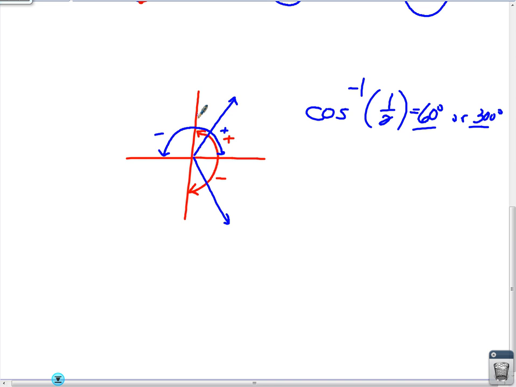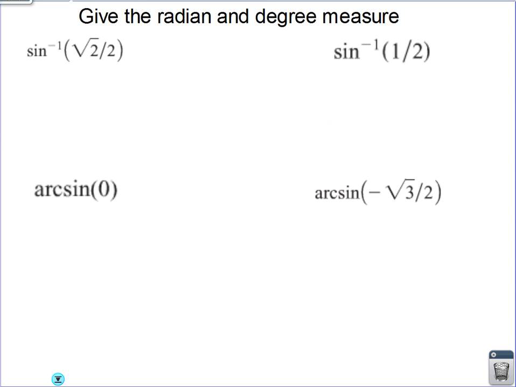Okay. So with all that, give the radian measure and the degree measure. Knowing where our restrictions lie, we want you to tell us what calculator answer this would give you. We know that if we're doing the inverse sine, our restricted answer is going to be between negative 90 degrees and positive 90 degrees, inclusive. It's going to be in that interval.